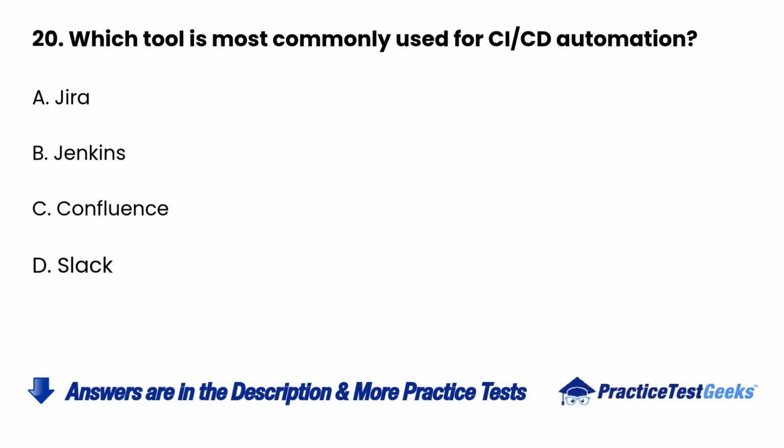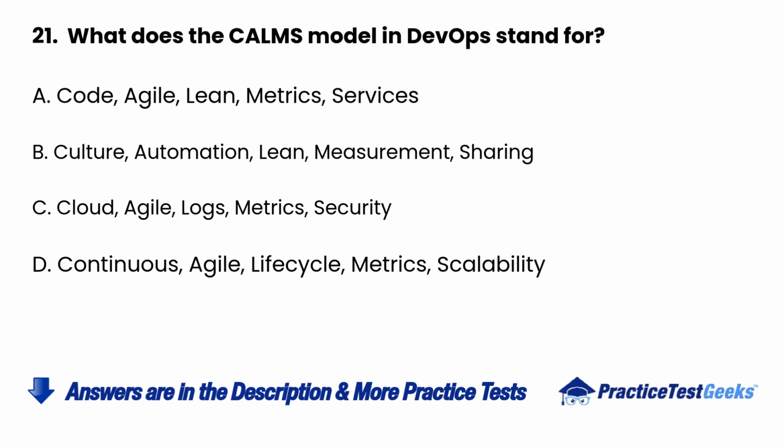20. Which tool is most commonly used for CI/CD automation? A. Jira. B. Jenkins. C. Confluence. D. Slack.